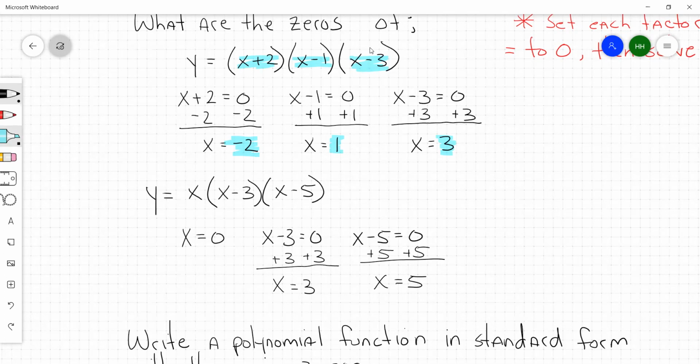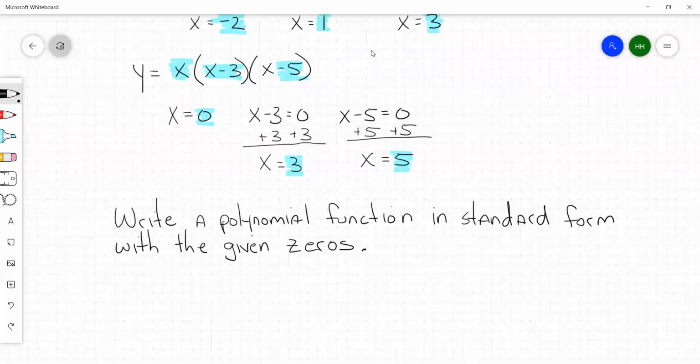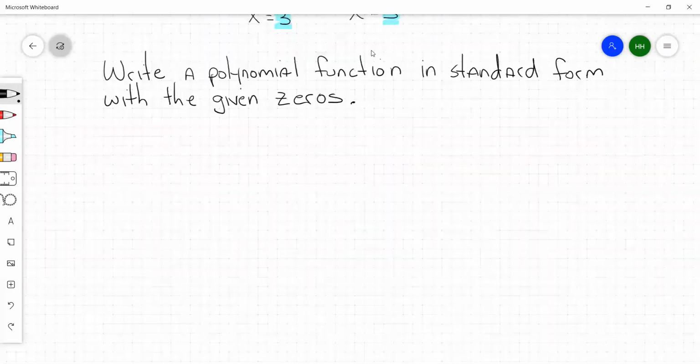I hope you see the pattern. All right? If a function has a 0 of 0, one of its factors is just x. If it's got a 0 of +3, it's got a factor of x minus 3. A 0 of 5 comes from a factor of x minus 5. So in this next portion of the assignment, they're going to give you the zeros. You've got to determine the factors, and then you've got to multiply.